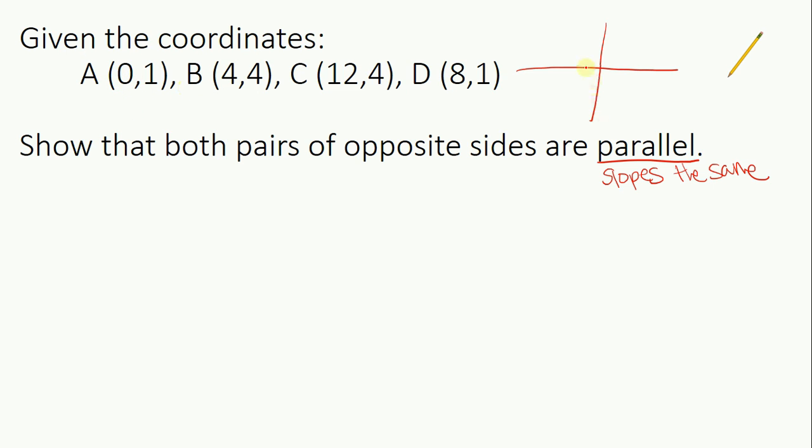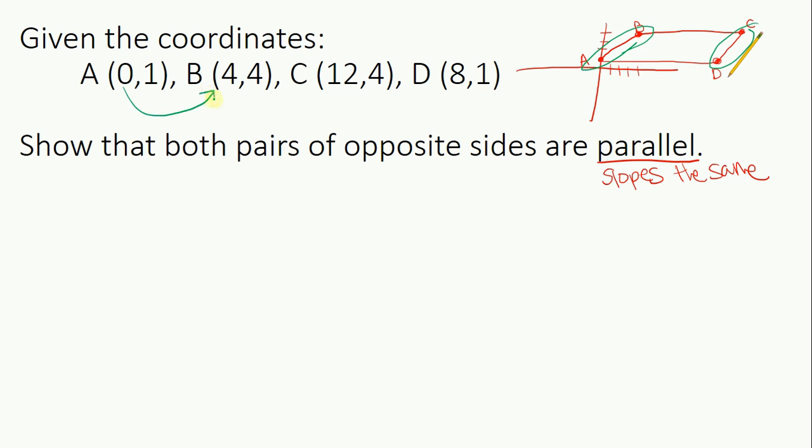So first, let's figure out what this would look like graphed. A is (0, 1), so that would be a dot right here. B would be (4, 4), so 1, 2, 3, 4 over and 1, 2, 3, 4 up, right here. C would be all the way over here, but up here. And D is (8, 1), so that would be right here. So that's my parallelogram. Now I need to make sure this side is parallel to this side, making sure they're the same slope.